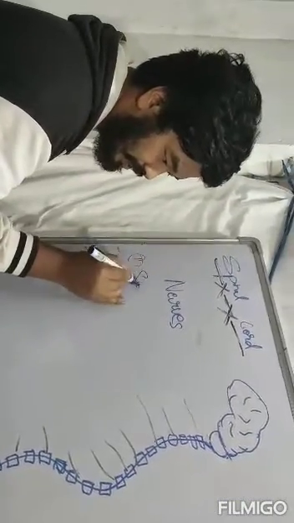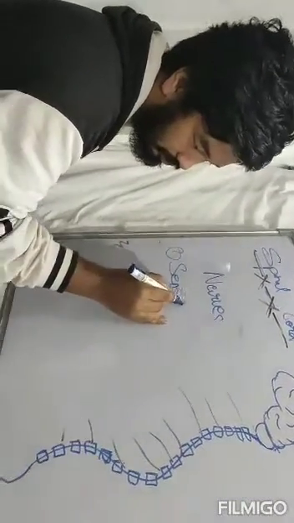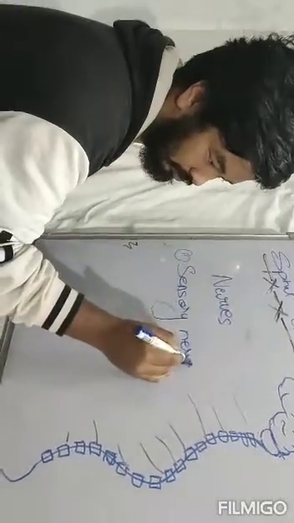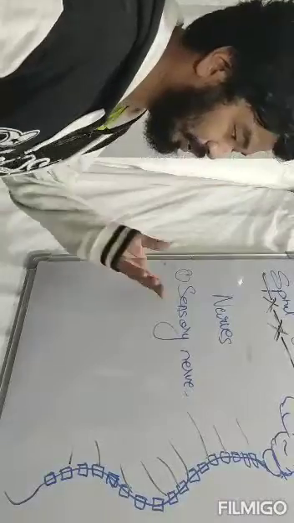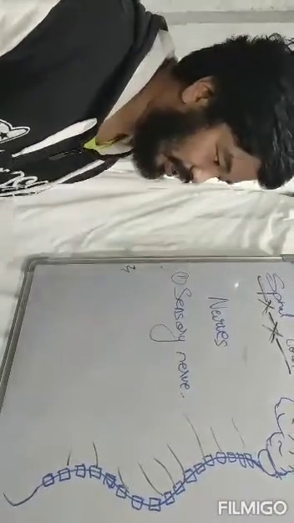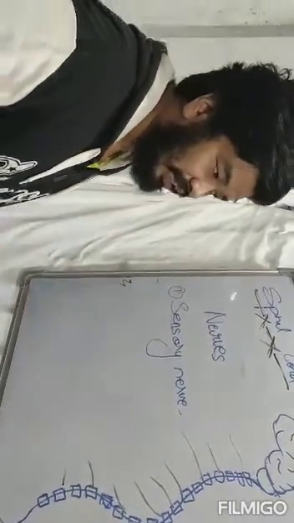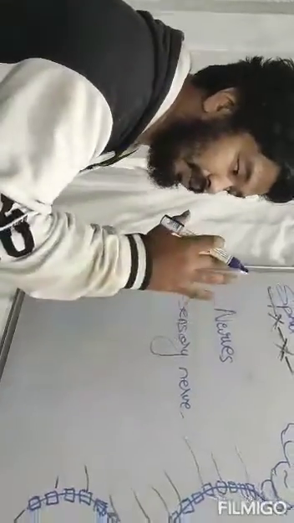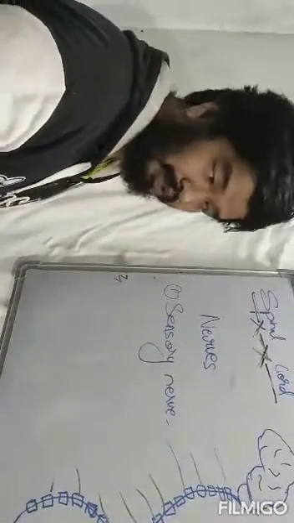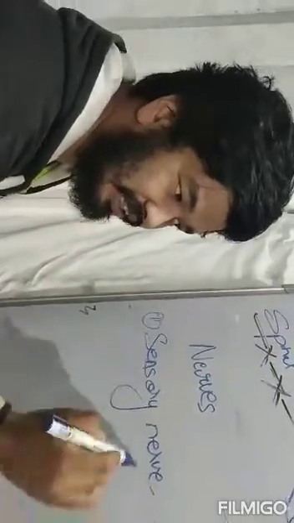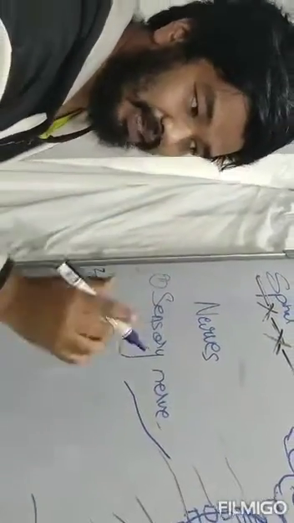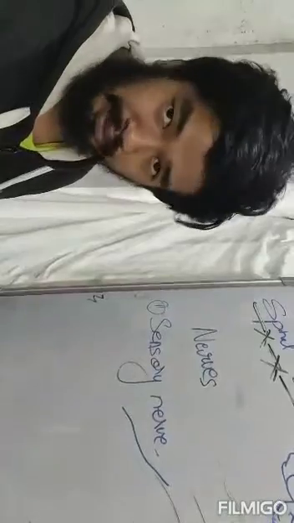First one is sensory nerve. I am going to discuss each and every nerve with you. As the name suggests, sensory nerve helps in transmitting messages from the sense organ to the brain. Suppose your hand is having any pain. Suppose there's a small cut in your finger. That is traveled through the sensory nerve. So sensory nerve carries that message through the spinal cord to your brain.